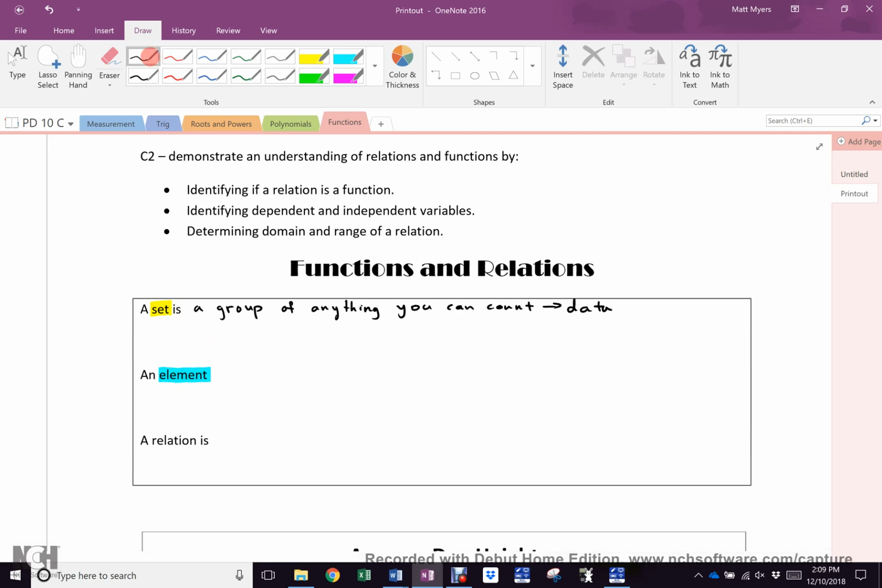Now, an element. It's not funny. Any single item in a set, which means an element is a datum, which is the singular of data. All of you are data. There are 30 of you in here. I can count you. Each single one of you is a datum.